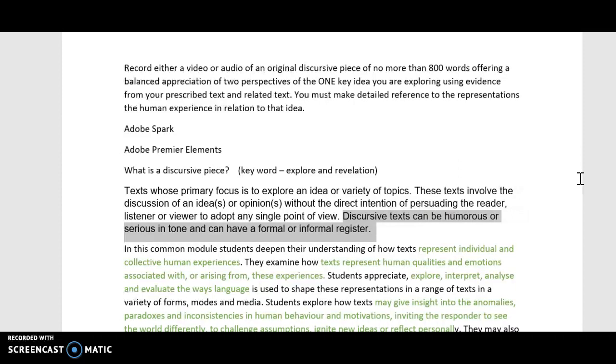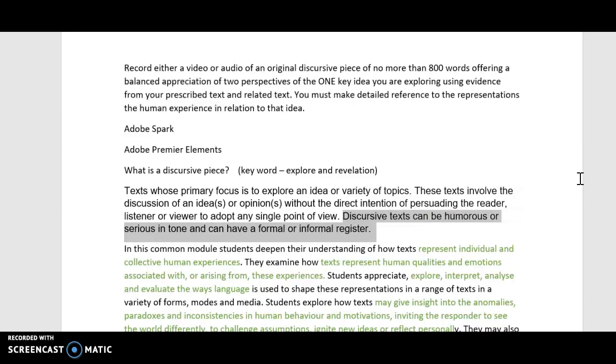And who is the audience? Again, this is the same audience as the information text. It's an academic audience, an educated audience, people who like to engage with complex ideas. So you have to ask yourself, what register is the appropriate one? Should it be formal or informal, or should you have a blend and have it maybe semi-formal?